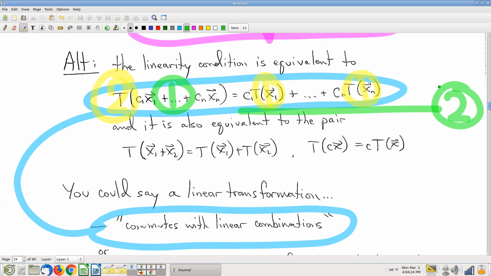And so the intent, I think, is actually quite clear. If you say commutes with linear combinations, that's what people are referring to. And it's a nice way to think about the linearity property. It's very succinct. It commutes with linear combinations. Okay. All right.